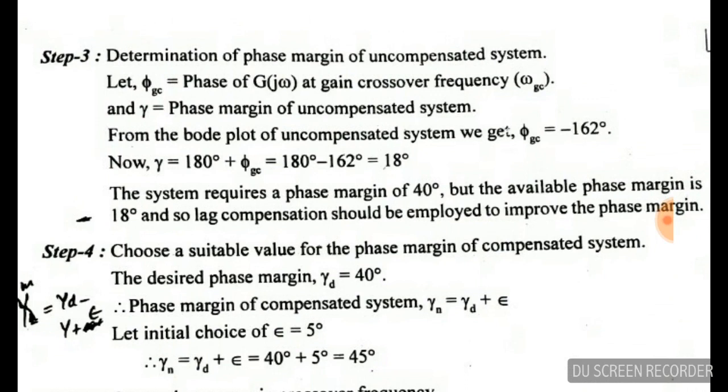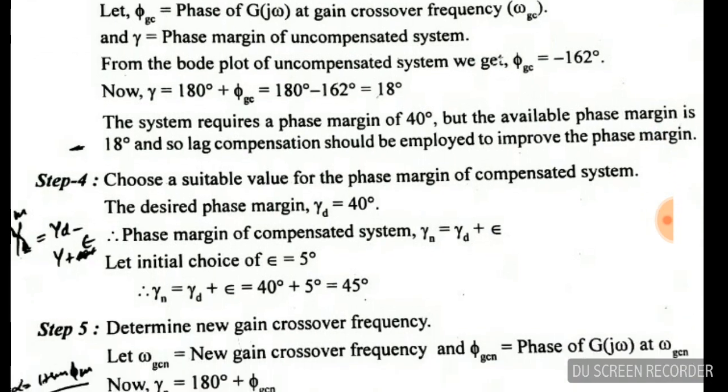And gamma is equal to the phase margin of the uncompensated system. Now we saw that phi gc is minus 162 degrees, and gamma is equal to 180 degrees plus phi gc. That is, phase margin is equal to 180 degrees plus minus 162 degrees, and that's equal to 18 degrees. So the current phase margin of the Bode plot that we have designed is 18 degrees, but the question demands 40 degrees of phase margin, while the available phase margin is 18 degrees. So lag compensation is the required one here.